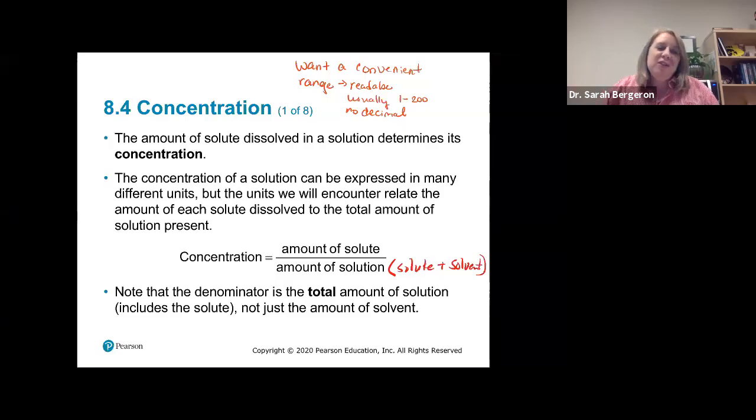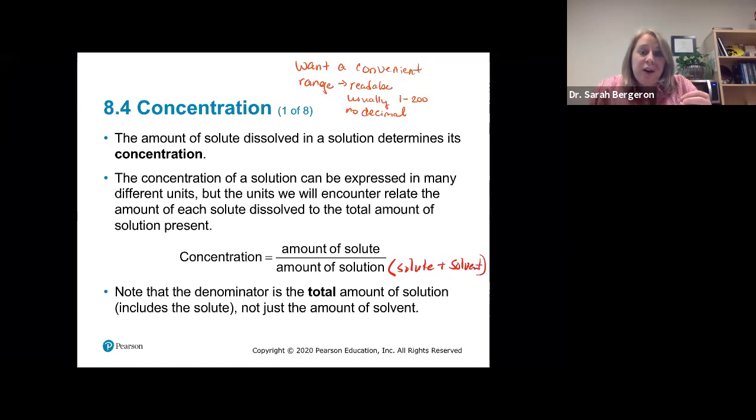All right, so we are on chapter 8, section 4, and we're talking about concentration. Concentration is really interesting because it tells you the amount of your solute dissolved in your solution. So how much of that little bit of stuff is in the total solution? And there are a lot of different ways that we can express concentration.